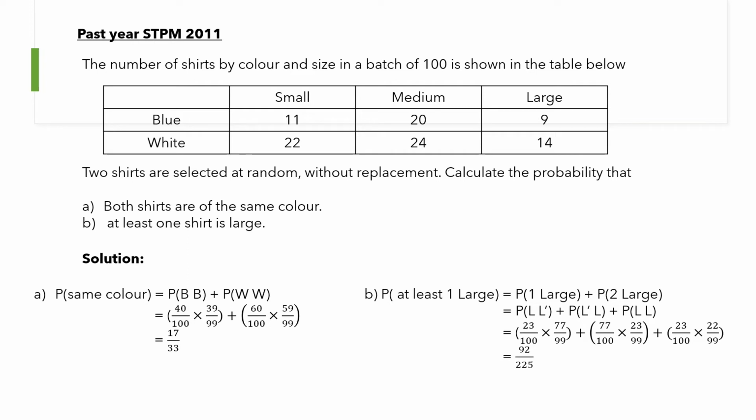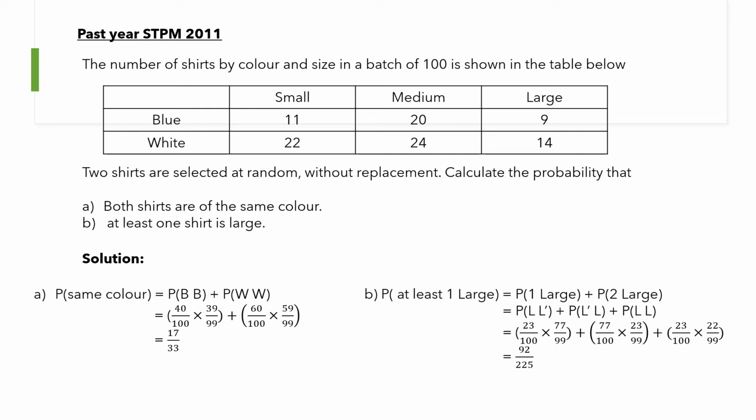This is a probability question. The number of shirts by color and size in a batch of 100 is shown in the table below. 2 shirts are selected at random without replacement. A. Calculate the probability that both shirts are of the same color. B. At least one shirt is large. So let's look at the solution.